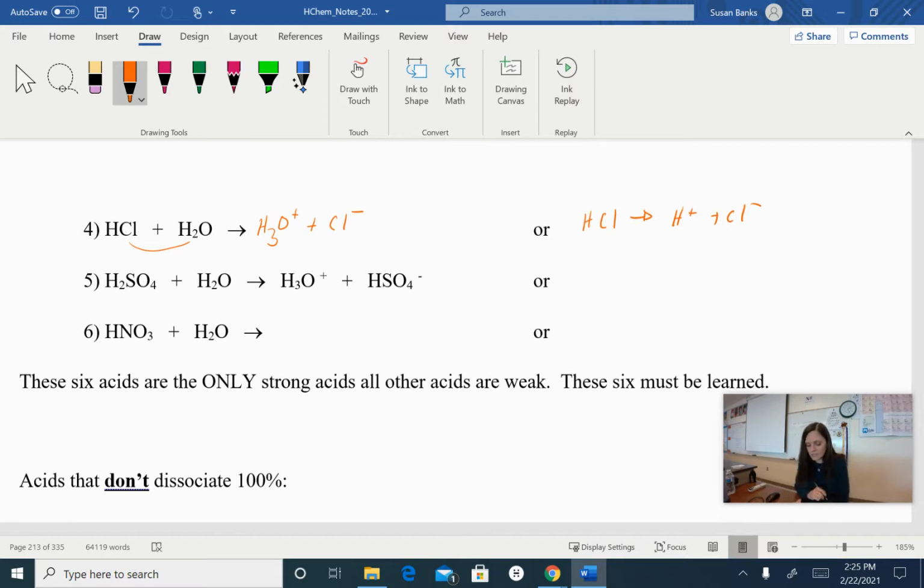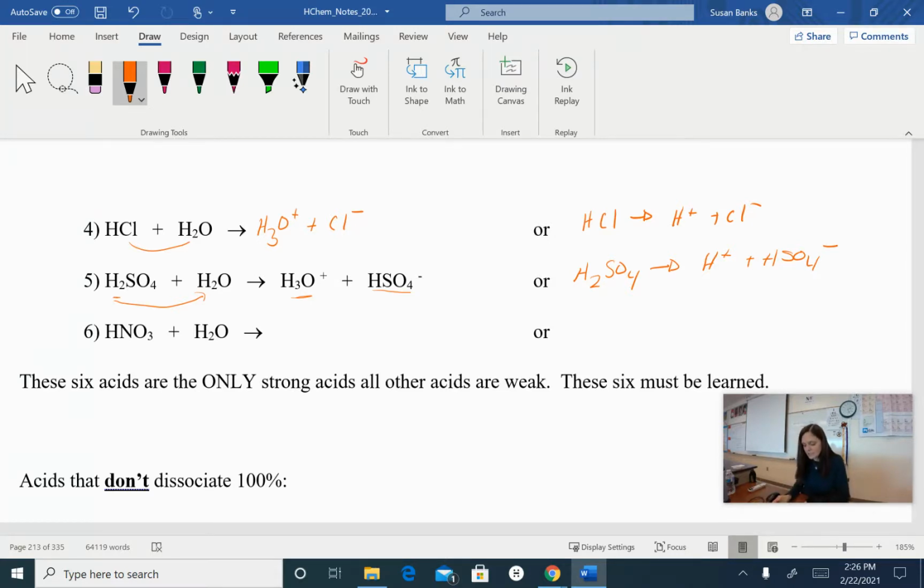Okay, sulfuric acid. Now notice there are 2 hydrogens here. Notice though that only the first hydrogen is strong. The second one is not. So the first one will join the water to make the hydronium ion, and then we will have the bisulfate ion left. So if I wanted to draw the strong acid reaction of sulfuric acid, I would have hydrogen and the bisulfate ion. Okay, how'd you do on that one?